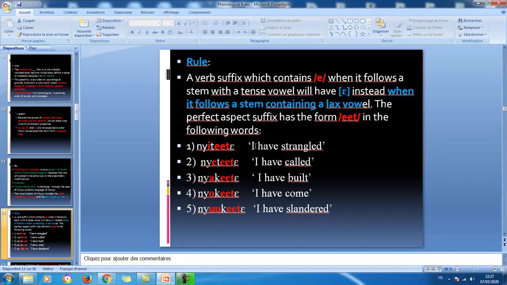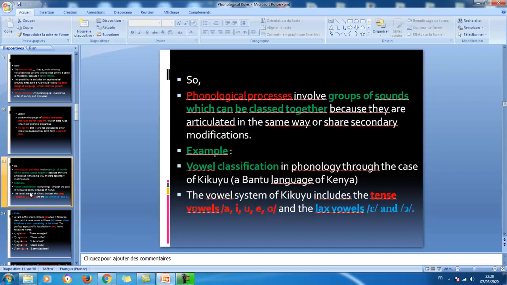Neye te te. I have strangled. This word means I have called. This word means I have built. Okay, this one means I have come. This one means I have slandered. Now what do we notice? Where is the suffix? It is in here. What is the vowel that we have got in the suffix? It is a. According to the list of vowels, it is tense.